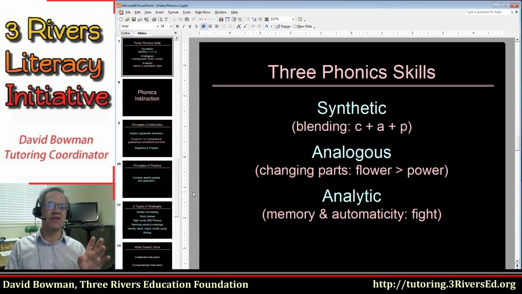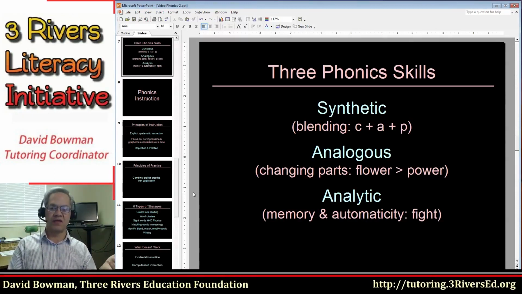Then the second set of phonics skills we call analogous phonics, which is basically where we look at similar letter combinations across words. So like with flower, if we know that OWER is pronounced "hour," then if we find other words that have that same combination of letters, we know it's probably going to be pronounced about the same. So we're comparing the spelling and pronunciation of this word with the spelling and pronunciation of that word to give us clues about how the words are pronounced.